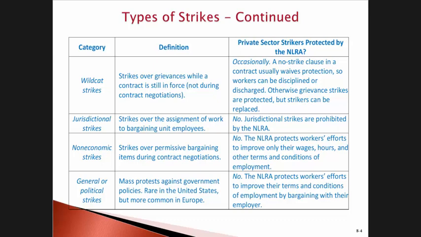Jurisdictional strikes are really strikes over the assignment of work to bargaining unit employees. These are not protected by the National Labor Relations Act.